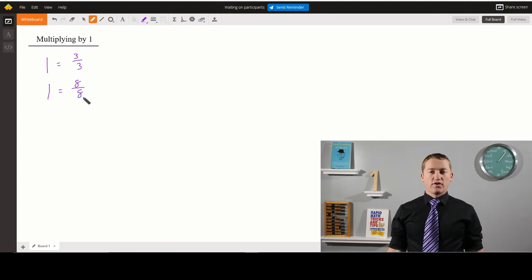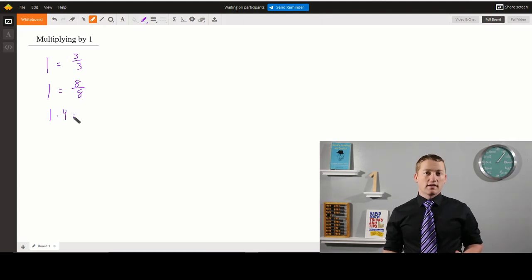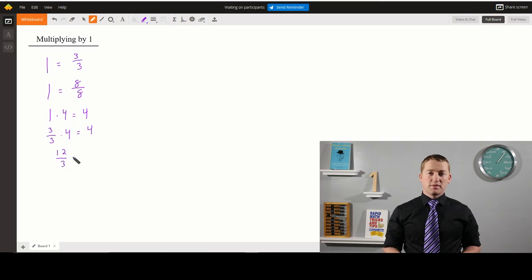And where this is useful is instead of doing, say, 1 times 4, you could do 3/3 times 4. And this gets into multiplying by fractions, which we'll do later. But 3/3 times 4, you multiply across the top and you'd get 12/3. 12/3 is the same as 4. And we use the fact of multiplying by 1 times 4 to get that 12/3 is the same as 4.